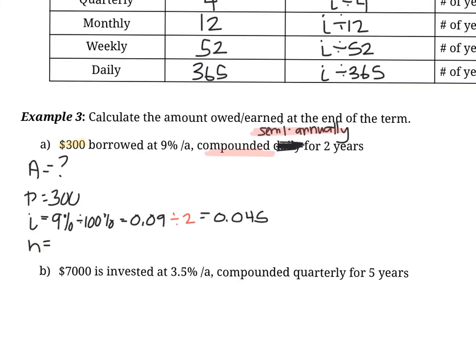N stands for how many times are we going to get charged interest? Well, we're holding on to this for 2 years, so we're borrowing it for 2 years, but we're going to get charged 2 times per year. So I'm going to take that 2 and then multiply it by 2. We're going to get charged 4 times in total. So that's why we're multiplying by 2.